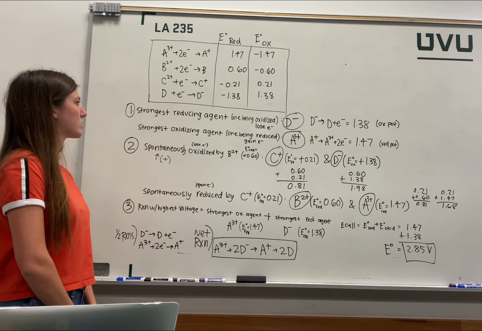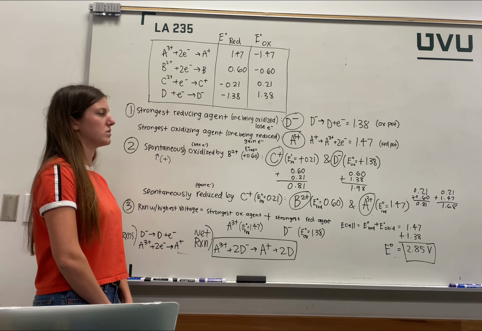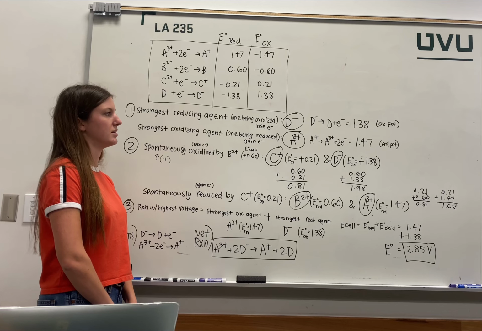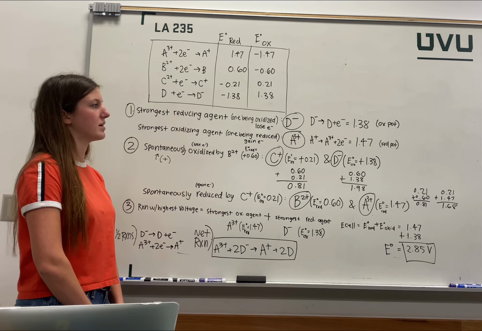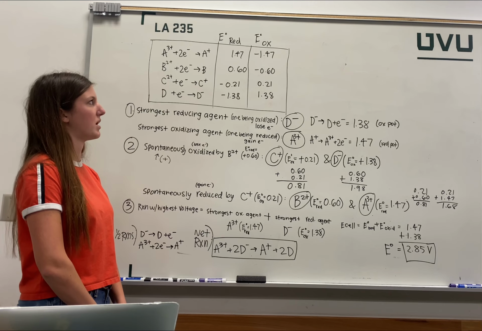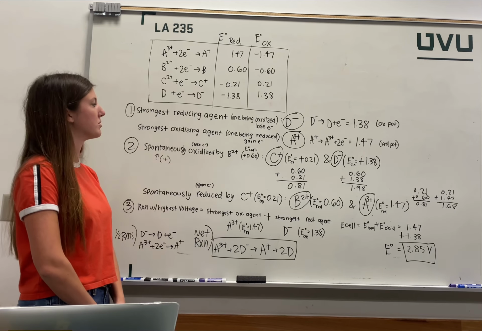agent. The strongest oxidizing agent, which is the one being reduced, which is gaining electrons, which is the one most apt to gain electrons, is A3+. And we know that because the reduction potential is the highest positive reduction potential from the table.